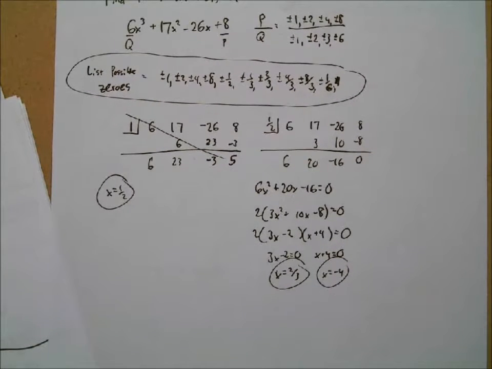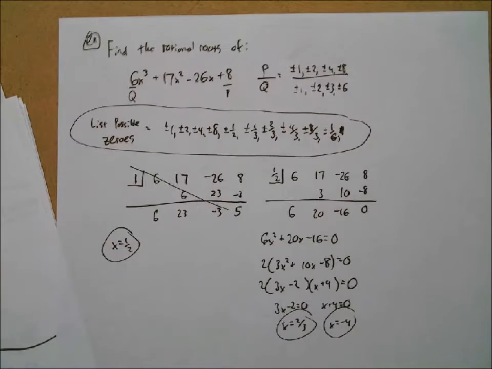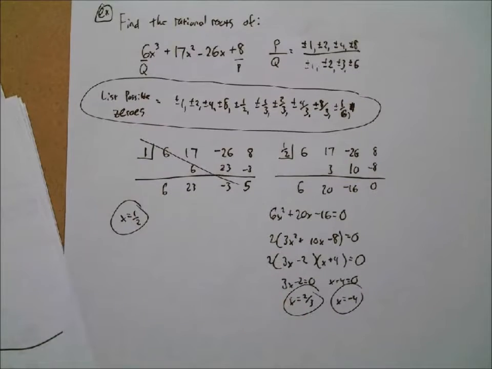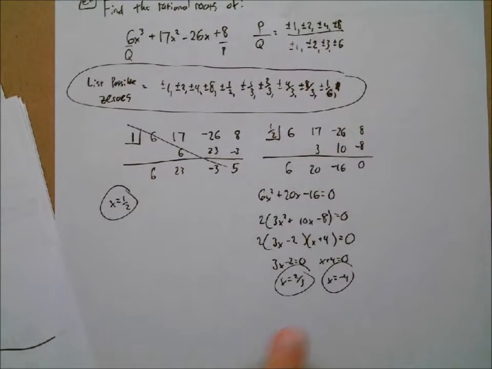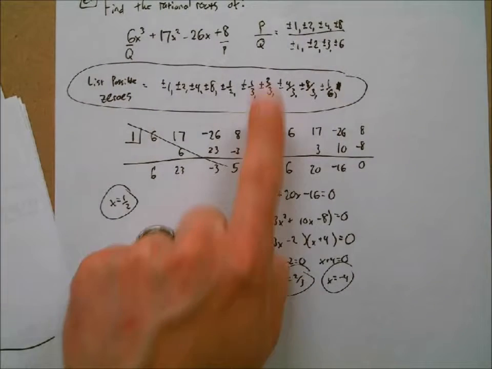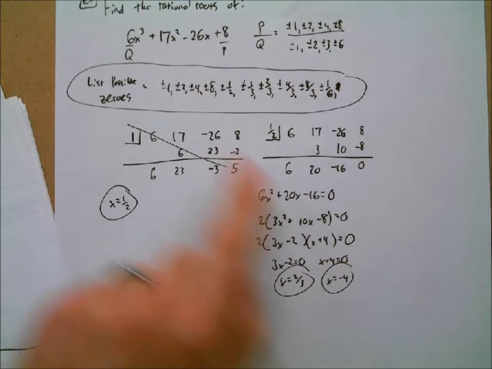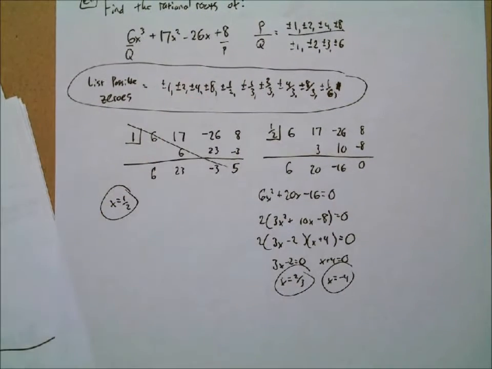And do we need to go looking for any more zeros? No, it's cubic, right? So the most zeros we're going to have are 3. And we've got 1, 2, 3. There they are. And of course, they are in our list, right? 2/3 is also in our list right there. And negative 4 is also in our list right there. Okay, so those are our zeros.